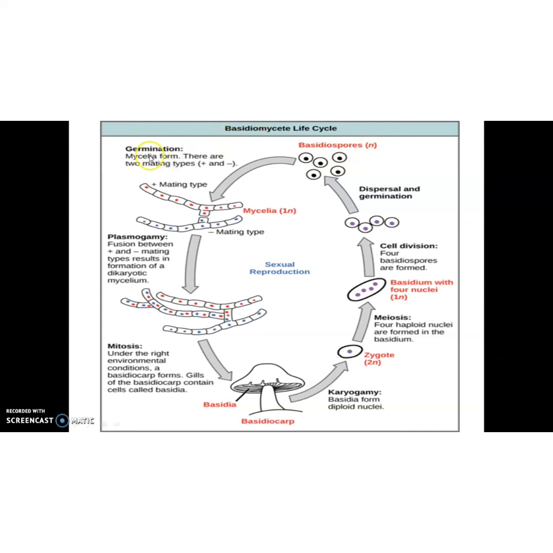Okay. Then they undergo germination, and the mycelia, the body, will form. There are two mating types, plus and minus. Imagine this is the plus mating type and this is the negative mating type. Children, there are no male and female organisms, so we use the plus and minus signs for that. Then fusion of protoplasm, that is plasmogamy, fusion between plus and minus mating types results in the formation of dikaryotic mycelium. See the fusing bodies. Then they undergo mitosis, that means equational division. Under the right environmental conditions, a basidiocarp forms. Then the gills of the basidiocarp contain cells called basidia and new organisms will form. Clear?